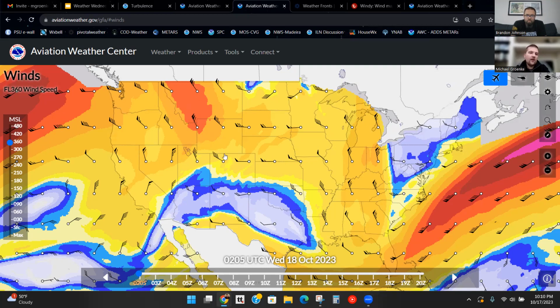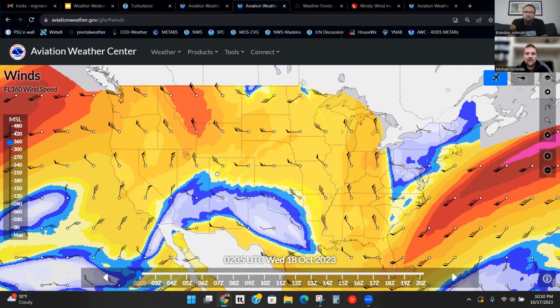So yeah, a little bit. I wouldn't say it's anything where it's going to be, oh my gosh, don't fly through that. That's not severe turbulence or anything. But I would say there could be at least light turbulence associated with that directional change in the wind.